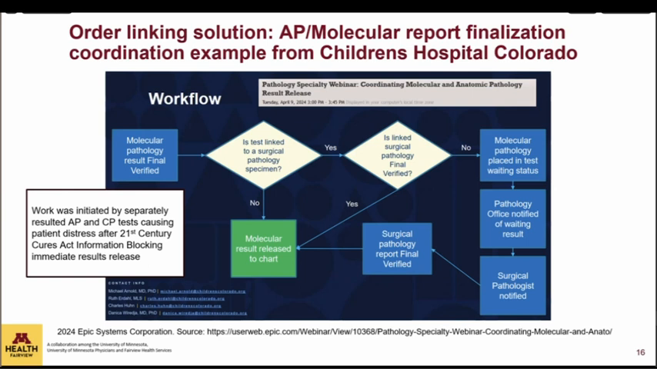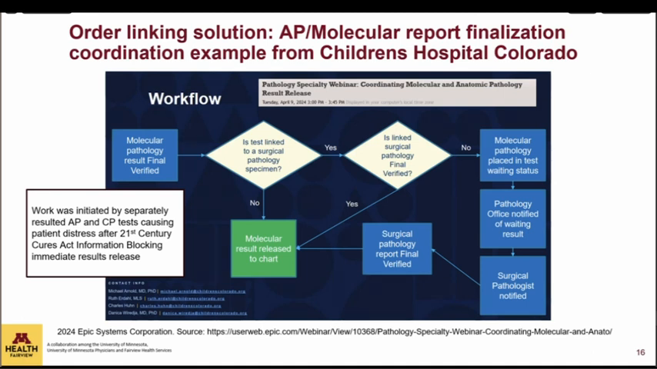place. They used order linking functionality, and then they also built logic to essentially hold tests to be able to be released together. So in this workflow, the molecular pathology result might be final verified first, and then the logic would check to see if there was an associated surgical pathology specimen. If no, it could be released right away, but if yes, then it would check to see if the surgical pathology result was final verified. If yes, they release together.